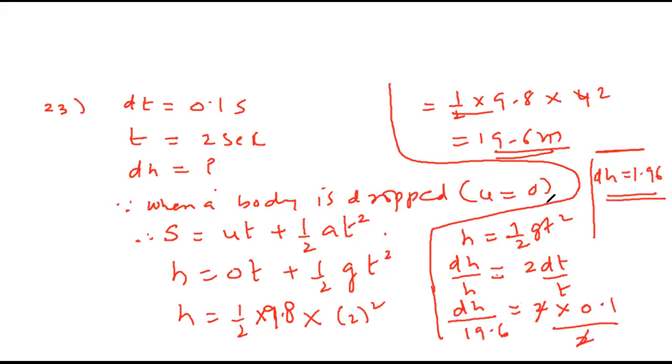Any doubt? Sir, first I found actual value of h. Then to get error I use its formula. I have already explained. For getting error, power becomes multiplier and errors are added. Now because it is in multiplication, so it is relative error you have to start. Half constant, g constant, no error. T square is 2 times dt upon t. Okay?